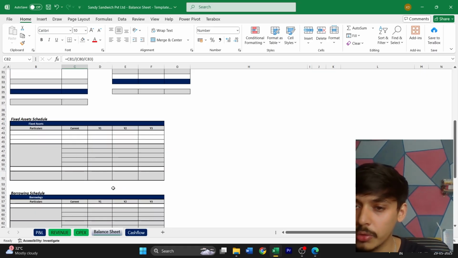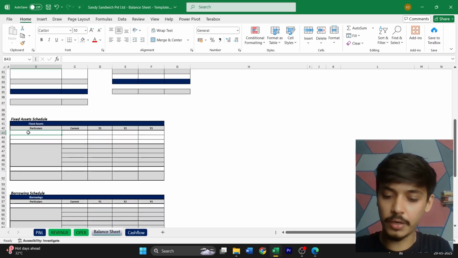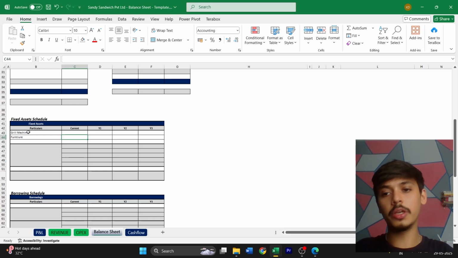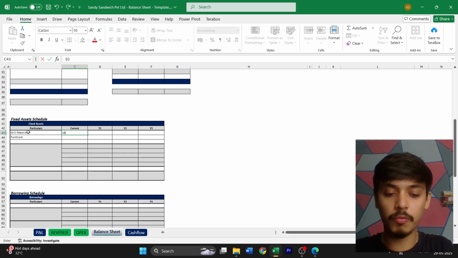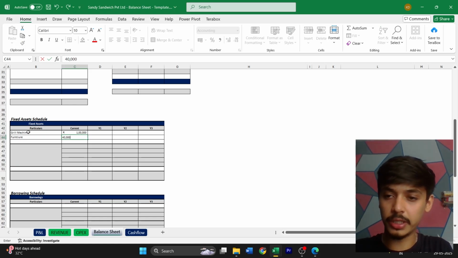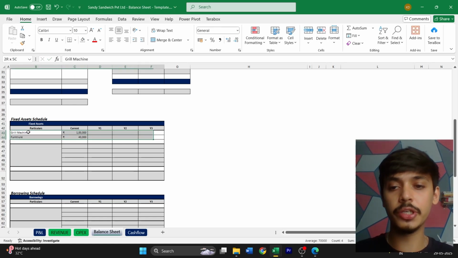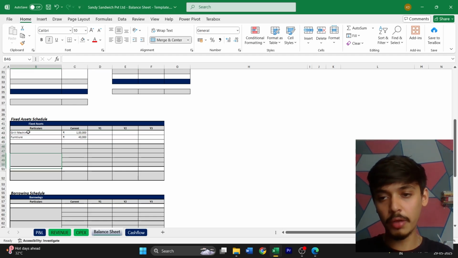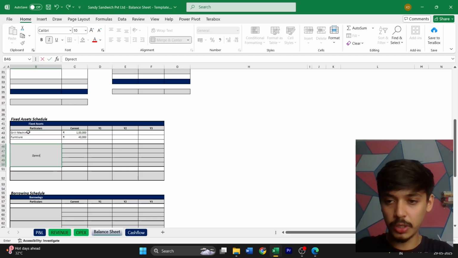So we will move to our fixed asset schedule. Over here we will plug in our two fixed assets. First is the grill machine and next is furniture. Initially we purchased the grill machine for 1 lakh and we purchased furniture for 40,000. Here we need to plug in the addition of fixed assets that we have made during the year. In the below column, we will plug in the depreciation calculation.